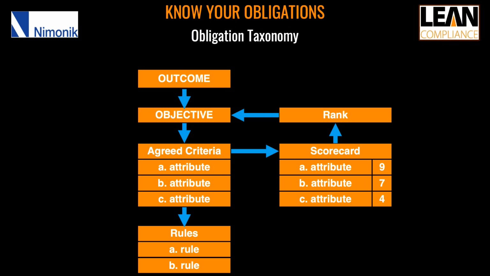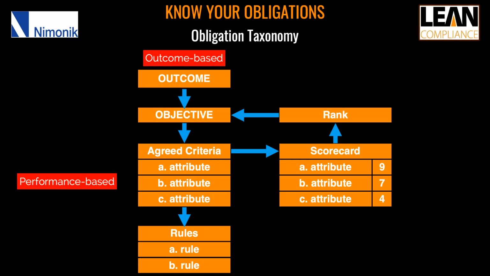So we can certainly think of a scorecard that we can then use to assess how well we're doing against our objectives, and we can create a ranking or some kind of indicator that we can improve upon. So that's kind of the picture here. And of course, outcome-based obligations are at the top. That's what they're concerned about, the outcomes. Performance-based ones, well, they're concerned about the criteria, the specifications for the level of performance of the objectives. Prescriptive-based, well, they're all about the rules. So they're at the bottom there.